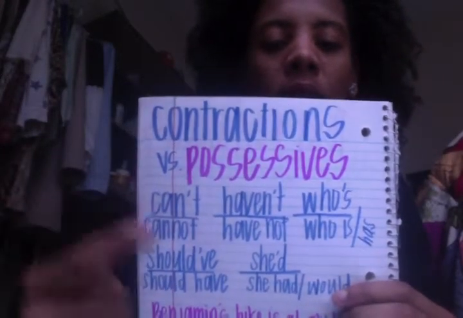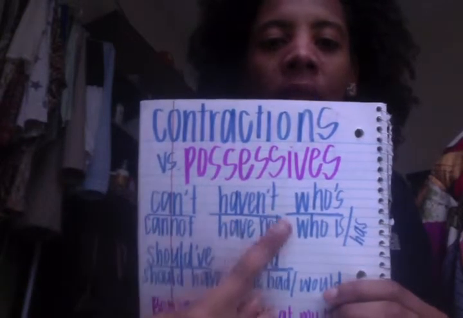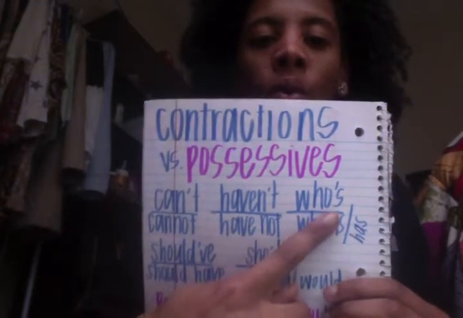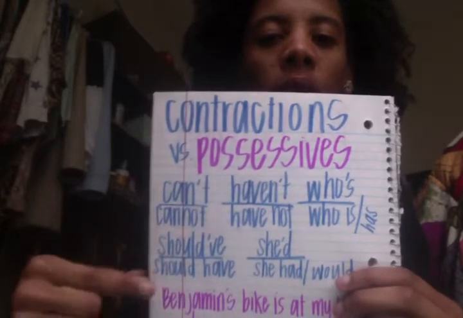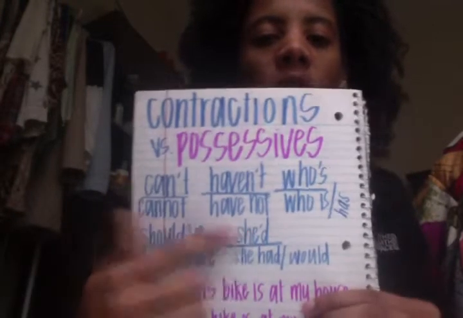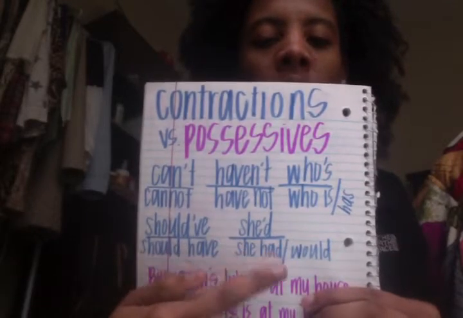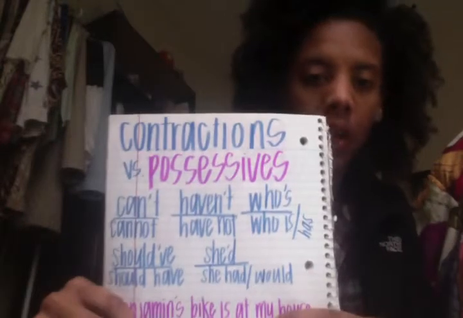For example, we have our contractions. We have can't, cannot, haven't, have not, whose, who is or who has, should've, should have, and she'd, she had, or she would. Now these are just a few examples of our contractions.